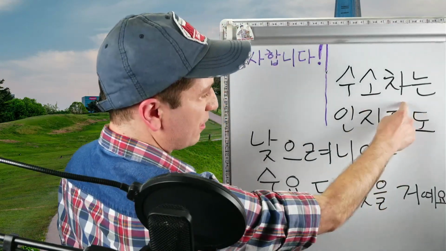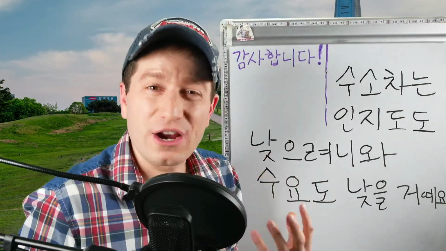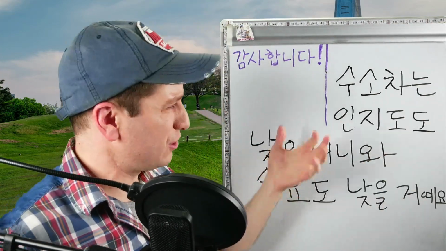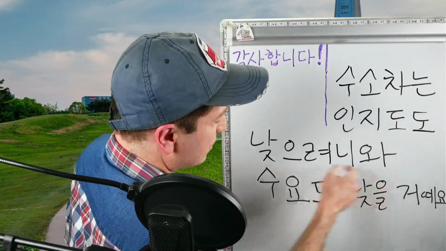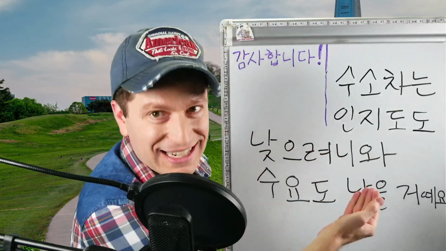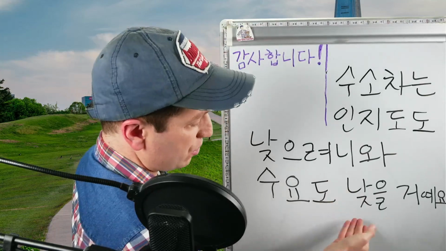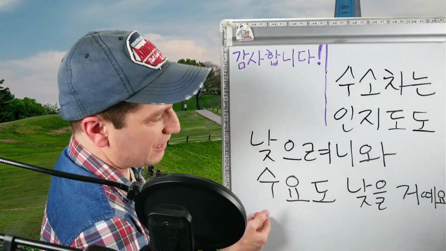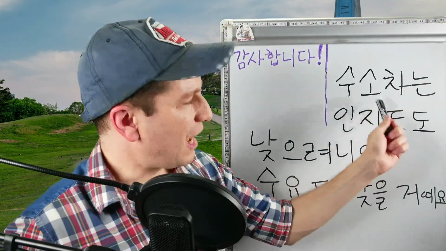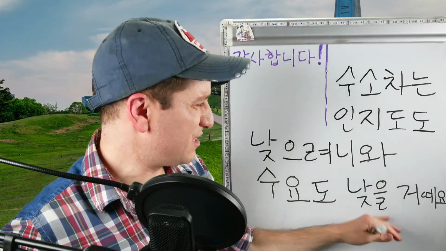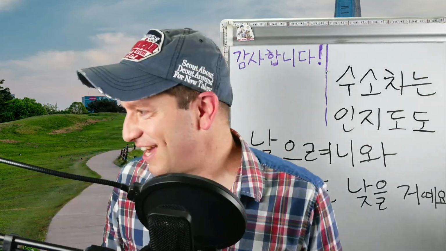수소차는, so hydrogen cars, 인지도, the level of awareness, how much people are aware of something. 낮다, to be low. So there's a low amount of awareness out there for hydrogen cars. 낮으려니와, so 낮고, it's low, and, or 수요 is demand, 낮다. So the demand is also low. So 낮을 거예요. The demand would also be, or will also be, low. So not only is the awareness of hydrogen cars low, but also the demand is going to be low. That is the last sentence for this form, but we're not done with the lesson yet.